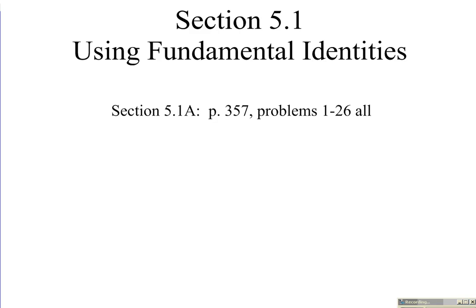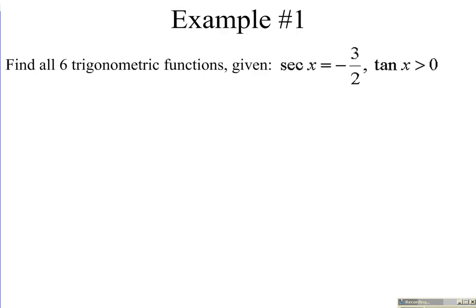Section 5.1, using fundamental identities. Find all 6 trigonometric functions given that secant of x equals -3/2 and tangent of x is greater than 0.